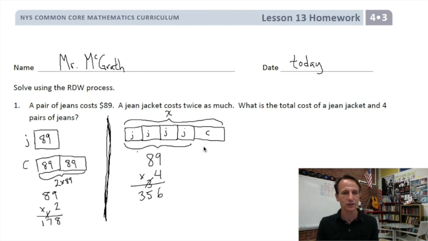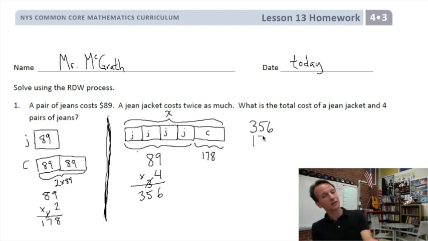And then we have the cost for the coat. Now if we put these two together, we'll have our X. You see how this drawing makes it pretty clear what we're talking about here? That's why I did 2 sets of drawings. You could have done it differently. So now I can add the 356 for the 4 pairs of jeans and the jean jacket for 178. If I put these two together, that will give me the total cost.